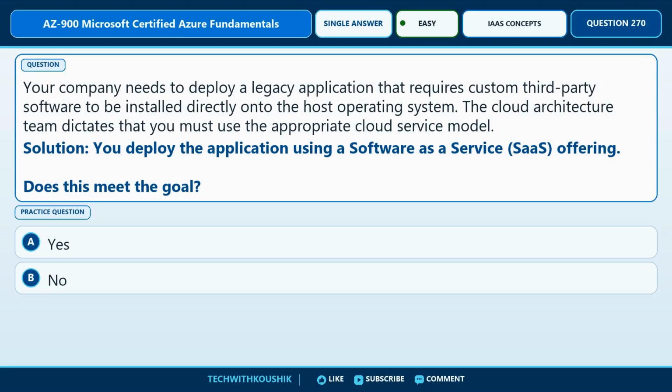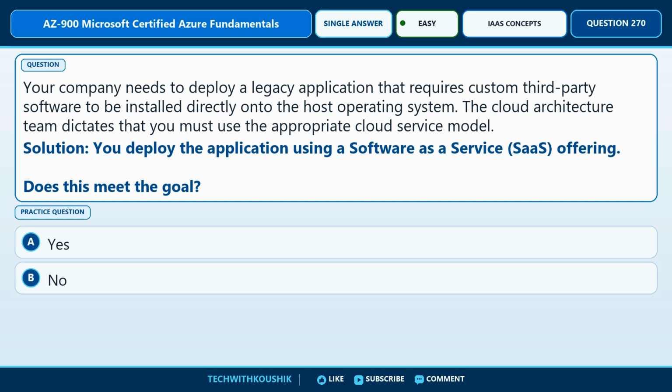Let's work through question number 270. Take a moment to review this scenario. Your company needs to deploy a legacy application that requires custom third-party software to be installed directly onto the host operating system. The cloud architecture team dictates that you must use the appropriate cloud service model. Solution: you deploy the application using a software as a service (SaaS) offering. Does this meet the goal?